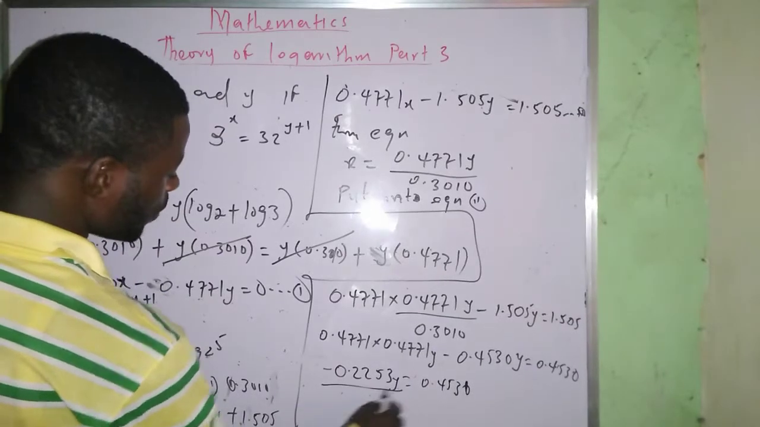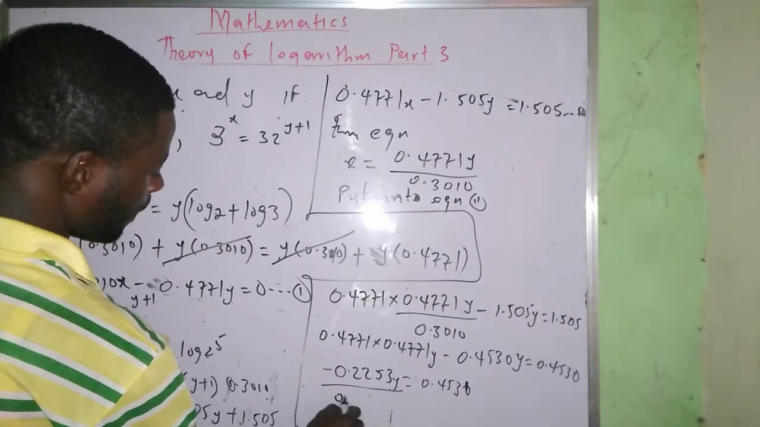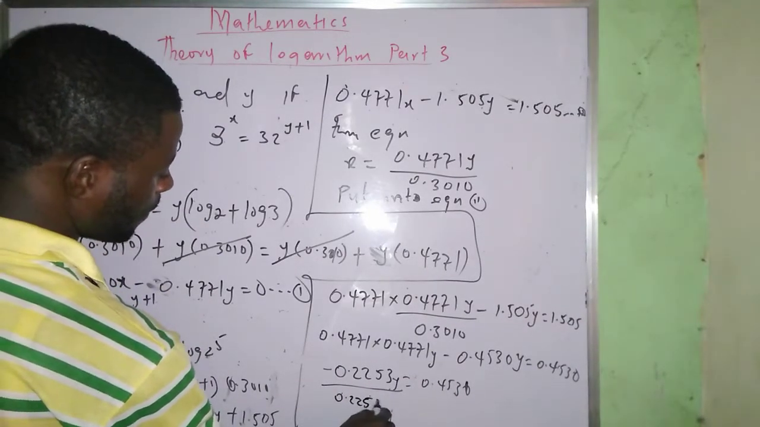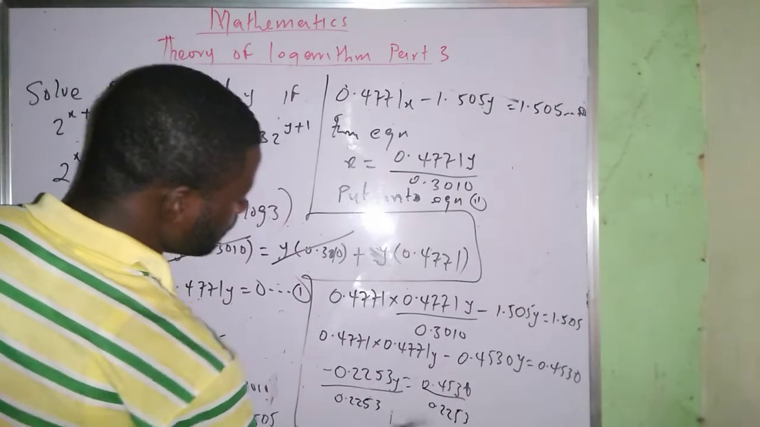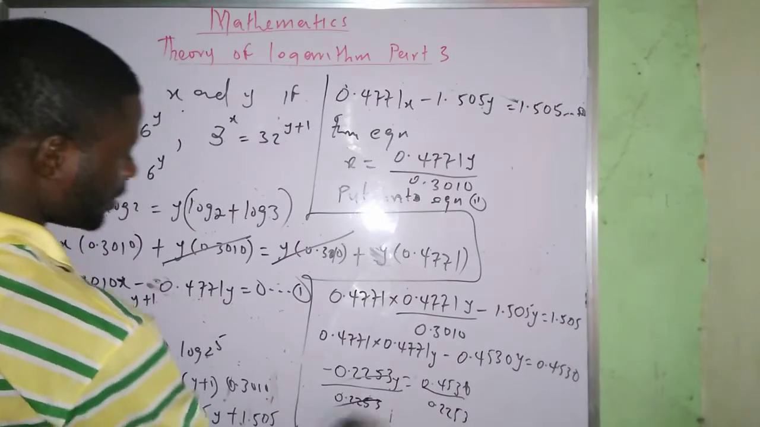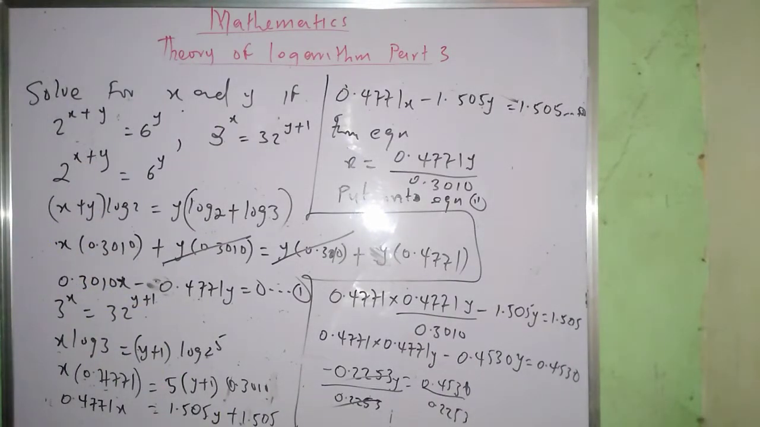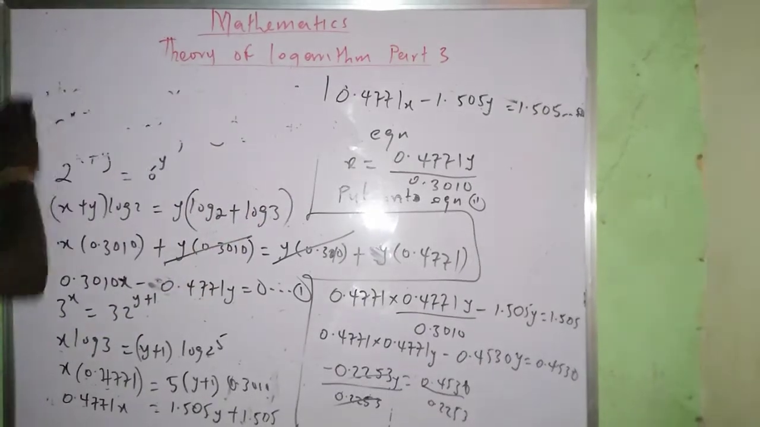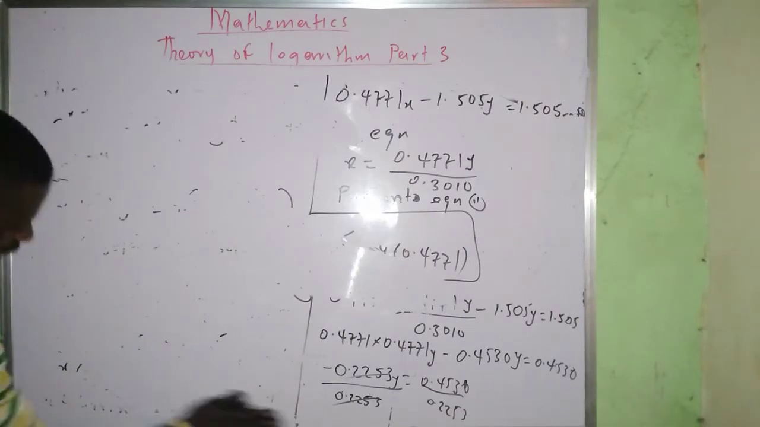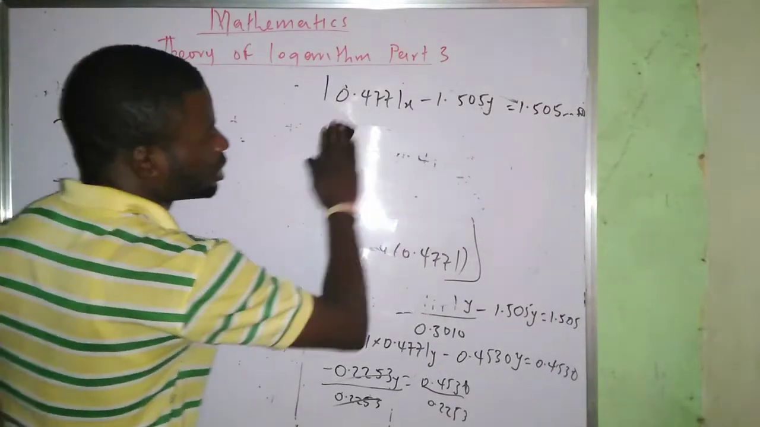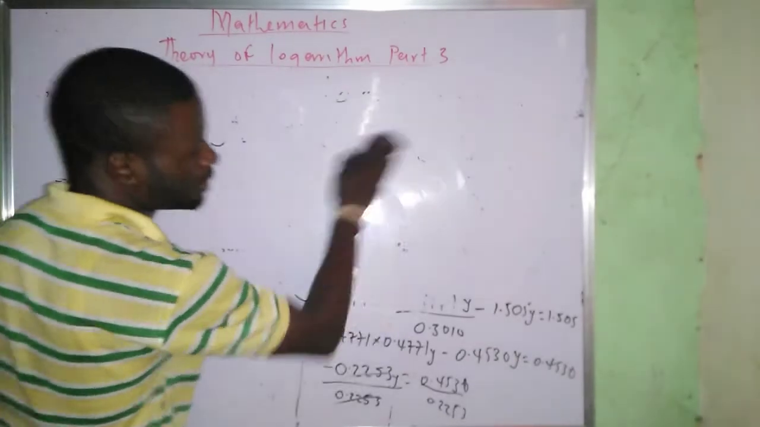Y equals 0.4530, divide both sides by this number, and this number. Now, whatever you get, that is our y. You will now do the same thing for your x. After that, that is how to go about that kind of question, simultaneous form. Now, make sure you finish it. If there is any problem, drop your comment.